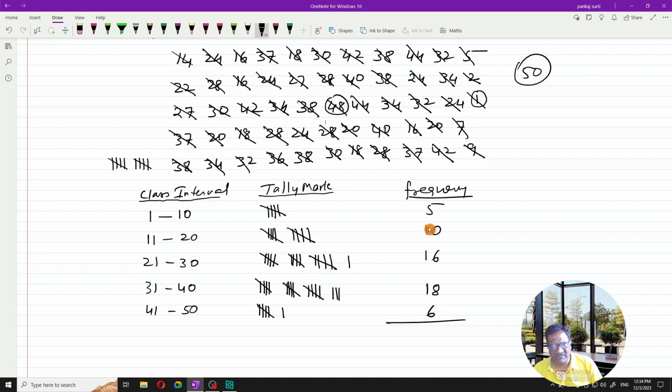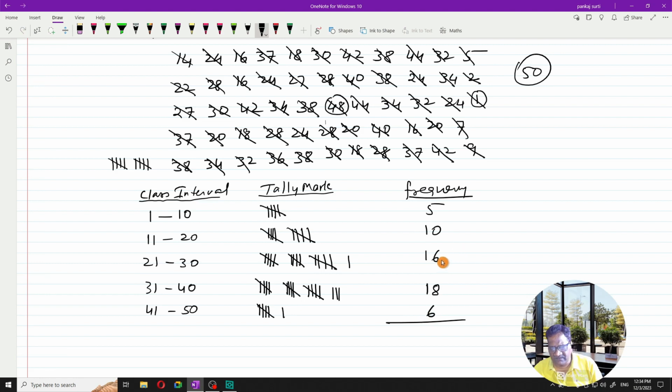So 10 plus 5 will be 15. 15 plus 10 will be 25. 25 plus 6 should be how much? 31. 31 plus 10 is 41. 41 plus 8 is how much? 49. Oh, there's a mistake over here.